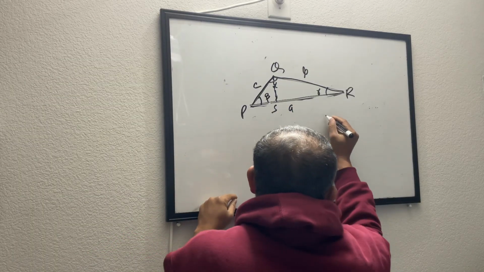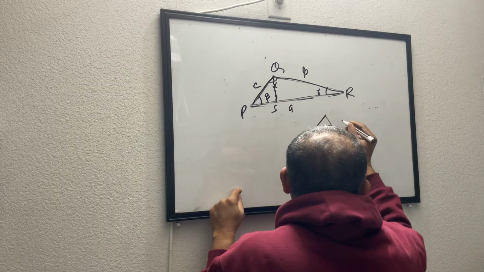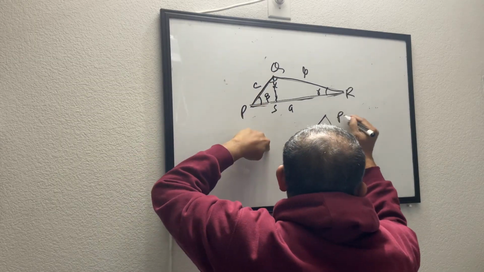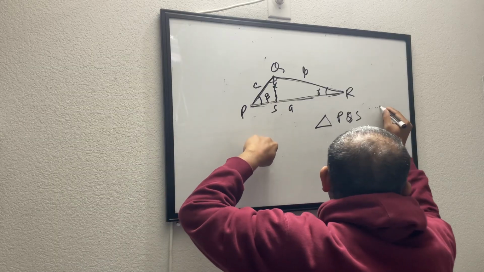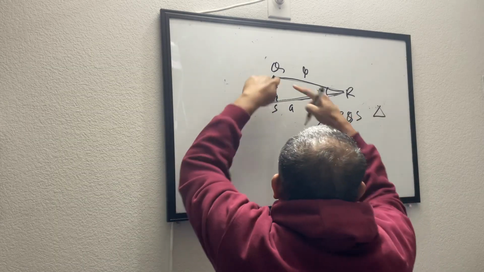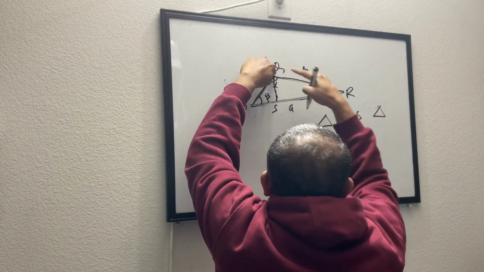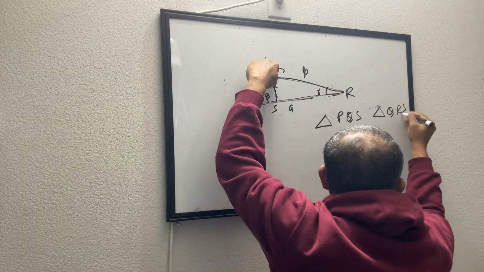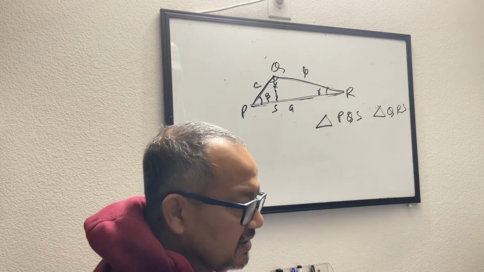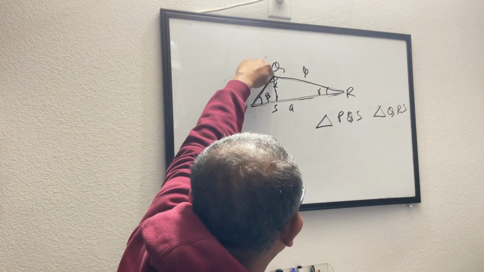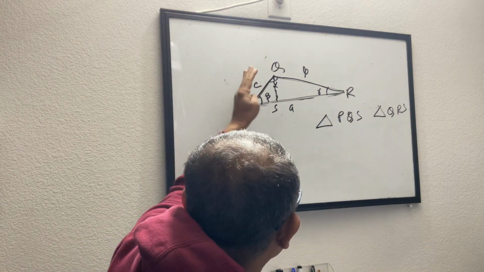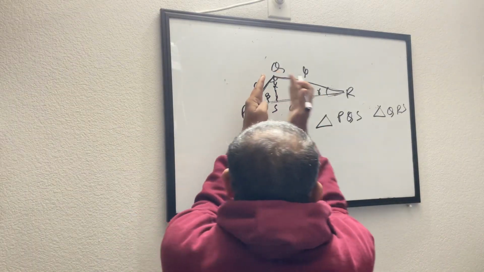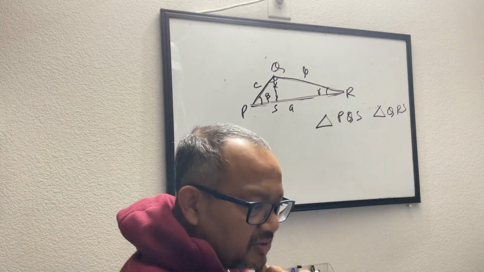So right now we have two right angle triangles, PQS and triangle QRS. Is that okay? I took a triangle, and from this vertex I have got the perpendicular. So this has split into two right angle triangles now. This is one right angle triangle, this is another right angle triangle. Okay?